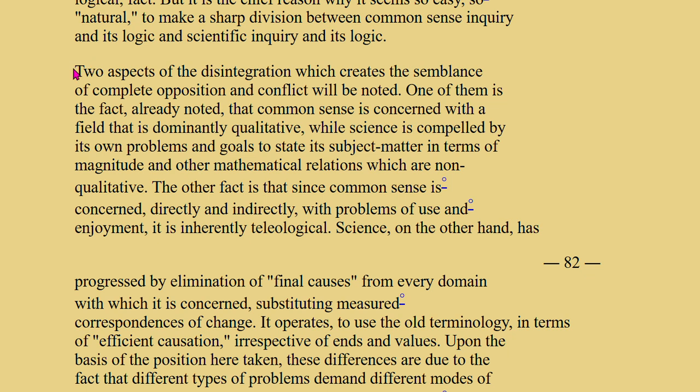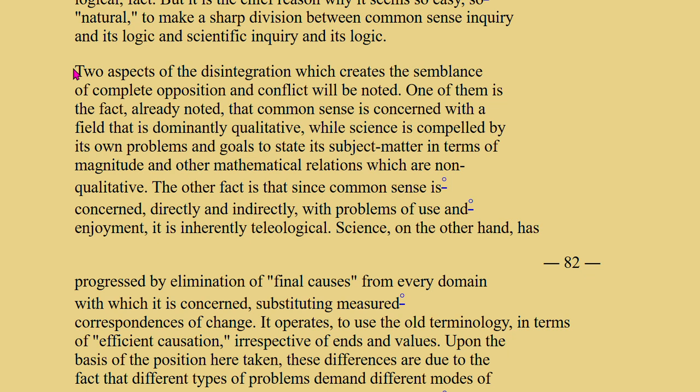So Dewey writes, "Two aspects of the disintegration which creates the semblance of complete opposition and conflict will be noted." So he's talking about the apparent conflict between common sense and science. We call this a semblance of complete opposition. As we've seen, there's not really a complete opposition between science and common sense. They deal with different things, but they're not opposed to each other. They're not in necessary conflict with each other, although they can seem to be in conflict, as we'll see.